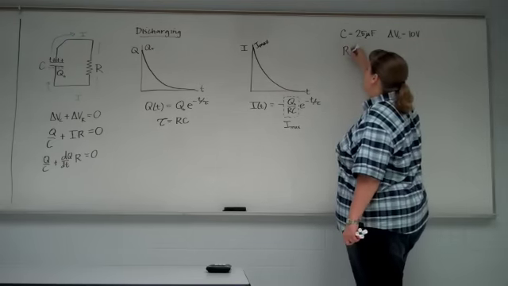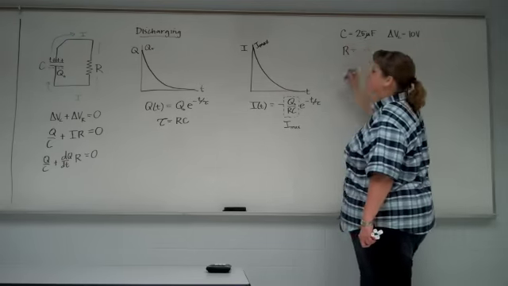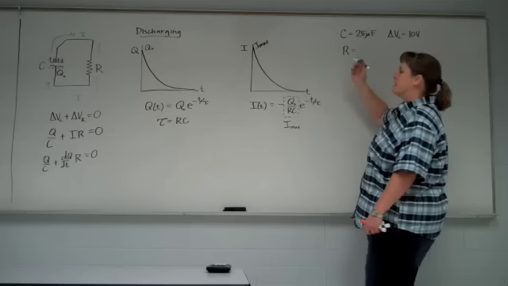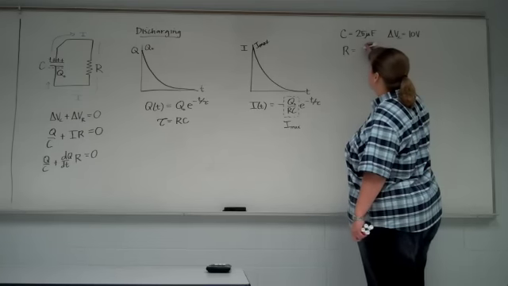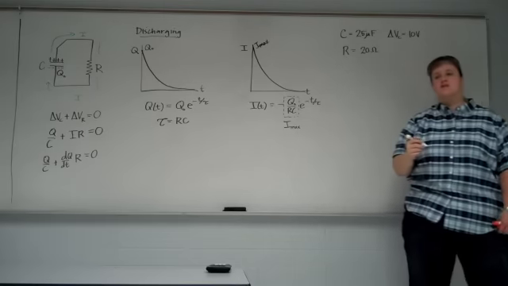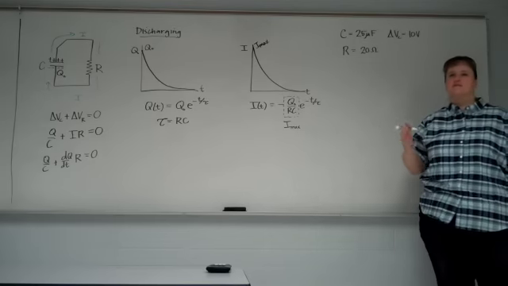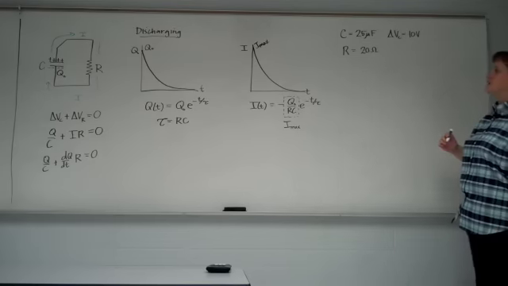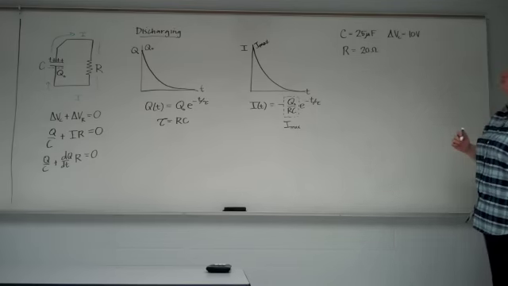This resistor though, if we go back to the example of a camera, the resistance of the light bulb is going to be a lot smaller. I don't know what a real resistance will be for a typical light bulb, so I'm making one up.